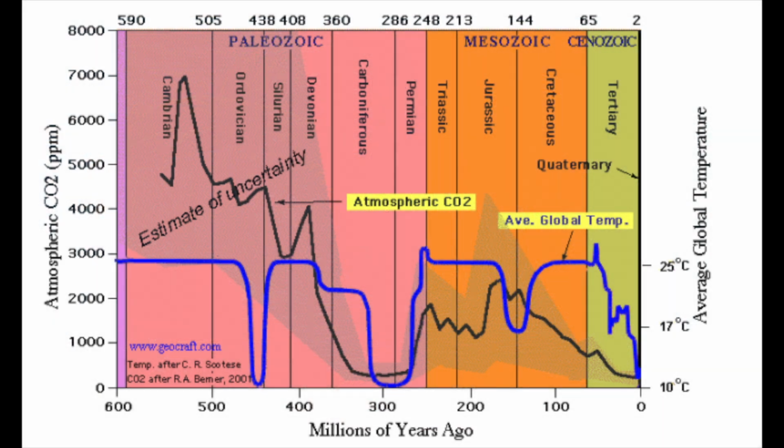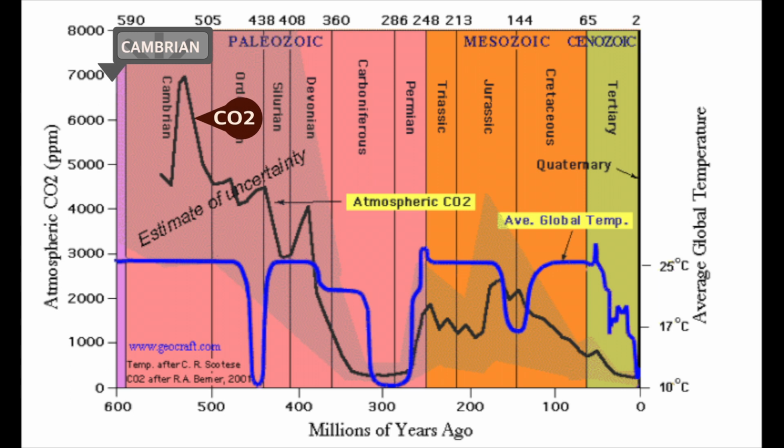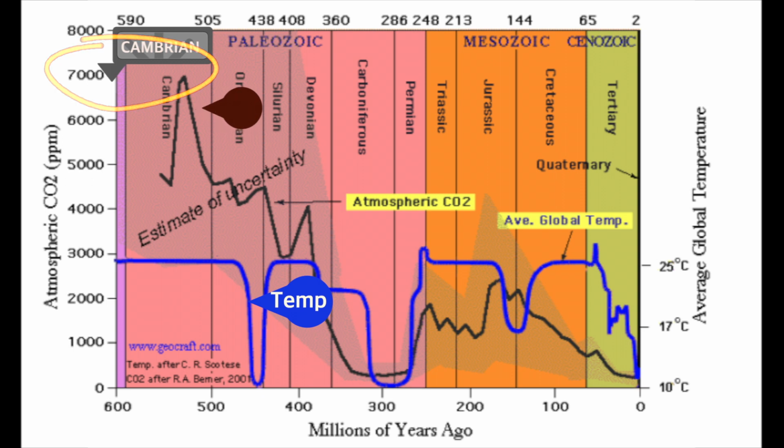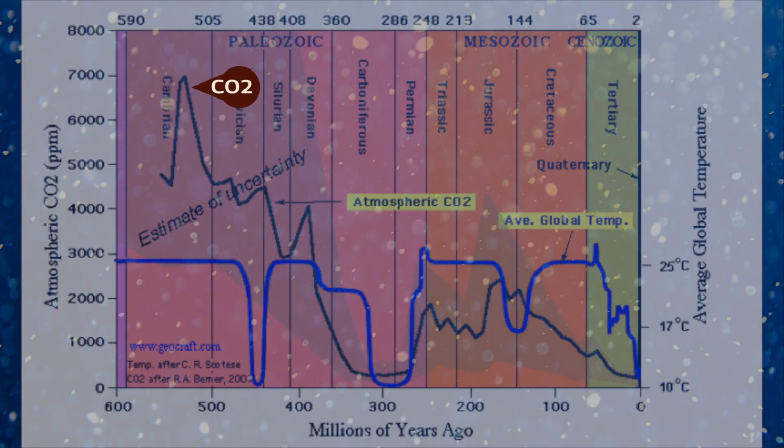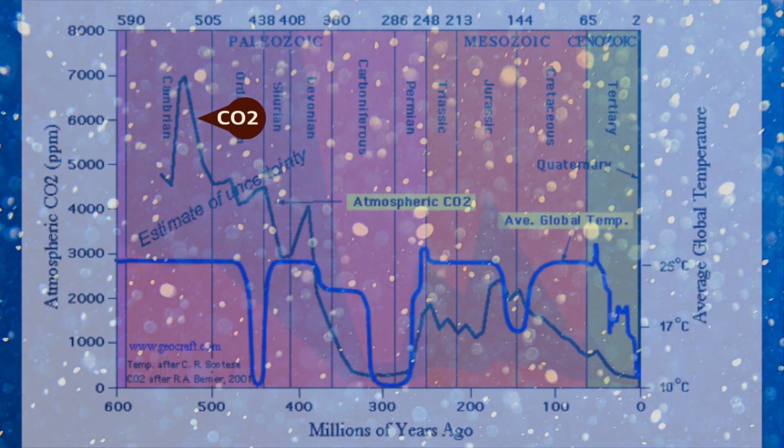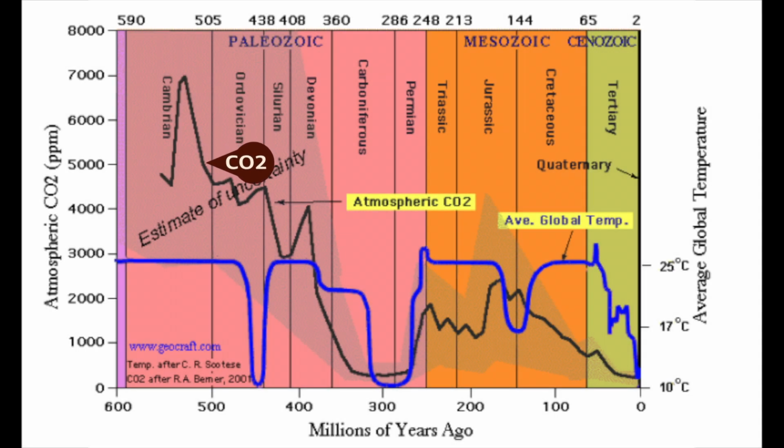So let's take a look at another graph. Let's take a look at the behavior of CO2 and temperature since the Cambrian period. The black line here is the CO2 and the blue line is the temperature, and that first period there is the Cambrian period. That's when CO2 was as high as 7,000 parts per million. Today it's 420 parts per million or so. And here you can see as the shells are building and dying and building and dying, they're taking the CO2 out of the atmosphere and the CO2 is dropping.